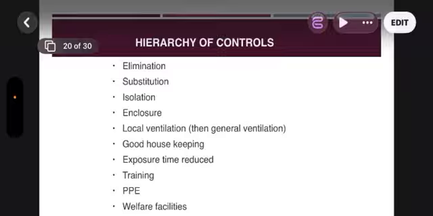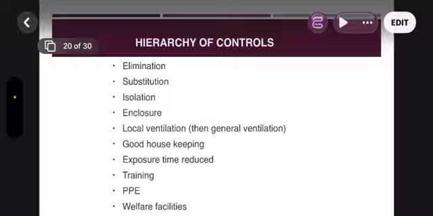Sometimes you might not be able to eliminate because the hazard is part of the job. Can we substitute? Substitution is another option. Can we isolate? Can you reduce the noise? Instead of getting a noisy generator, can you substitute with a noiseless generator? Can we isolate it? Can we cover it? Can we enclose it? Can we create local ventilation? If the effect of the hazard can be reduced by creation of local ventilation, especially if the hazard is air pollution. Good housekeeping. Exposure time reduced. I mentioned that, remember, when I was giving you guys an example of how to reduce the severity of harm.